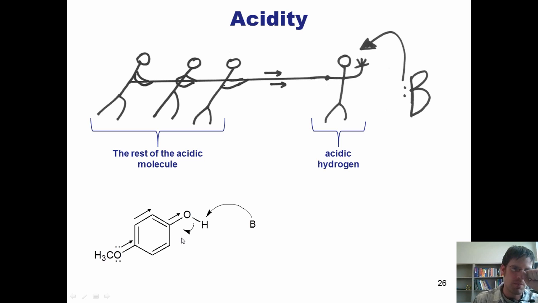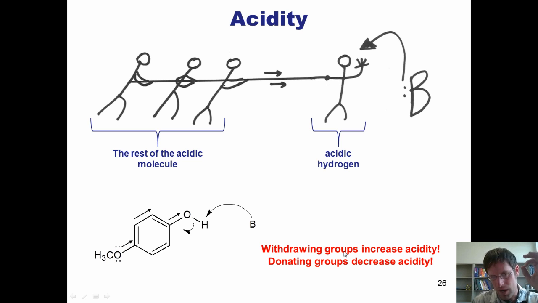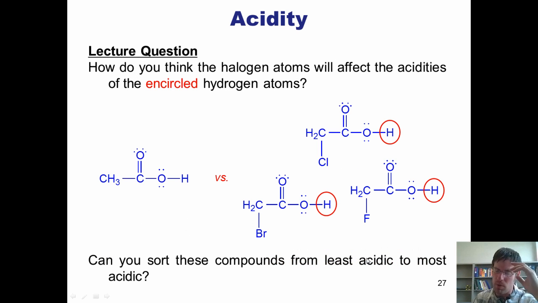And that gets us to the most important take-home message from this piece. Remember that withdrawing groups in molecules increase acidity, and donating groups decrease acidity. So let's apply this to some actual molecules. How do you think the added halogen atoms over here in these carboxylic acids will affect the acidities of these hydrogens that I've circled? Will they decrease them, increase them, compared to this one that has no halogens? And more importantly, can you sort these compounds from least acidic to most acidic? I'm not going to give you the answer, of course, but I want you to see if you can come up with the answer on your own.